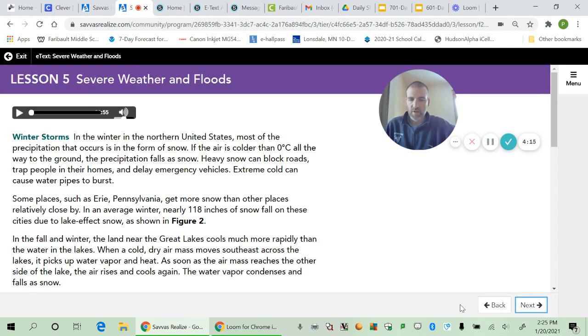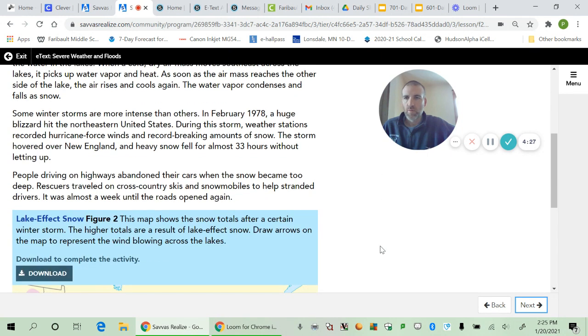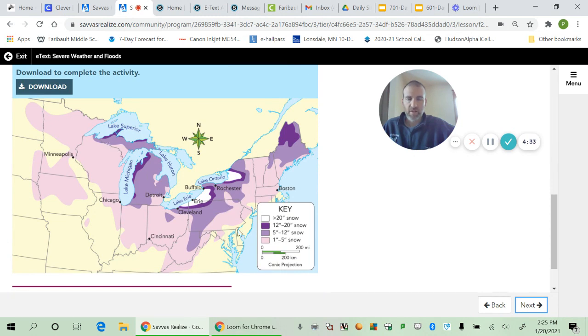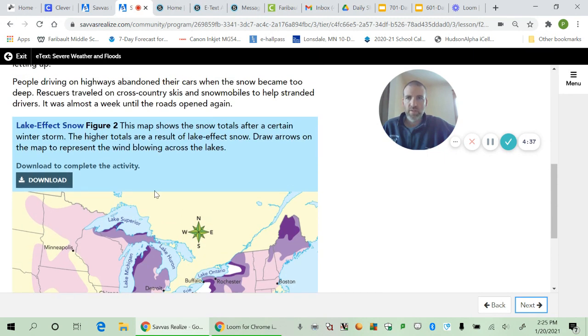The next slide talks about winter storms, which is something that, of course, all of us are used to in Minnesota. As you are looking at this page, there is one question for you to answer. Make sure that you take a look at this graphic. It's going to show you how lake effect snow works.